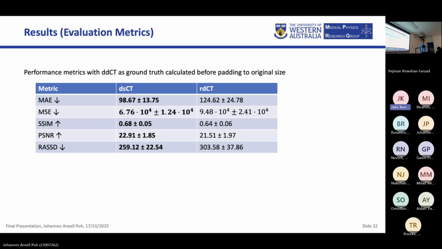These more metrics are calculated before padding back to original size, to focus more on the patients themselves and remove the background voxels. For these metrics, my model outperforms the rigid diagnostic CT images on all the metrics, and Joe didn't calculate the results this way, so I couldn't compare my results to Joe's model for this one.